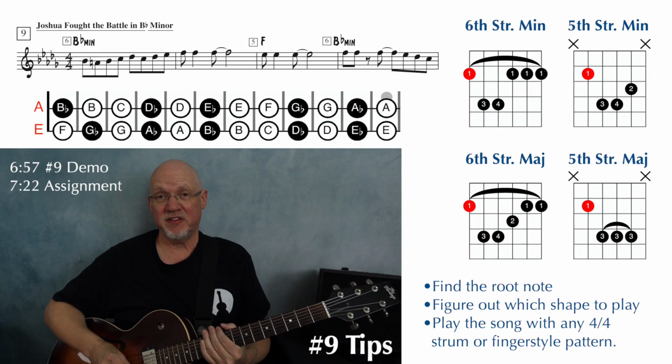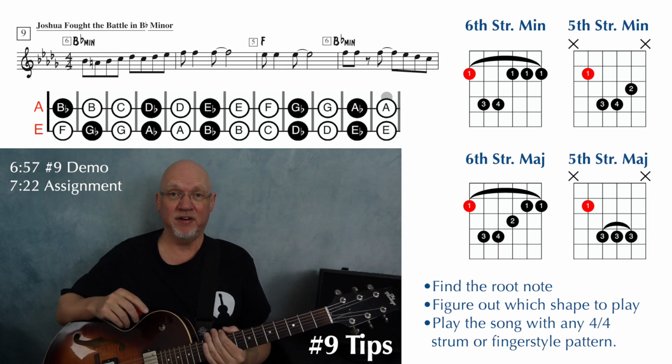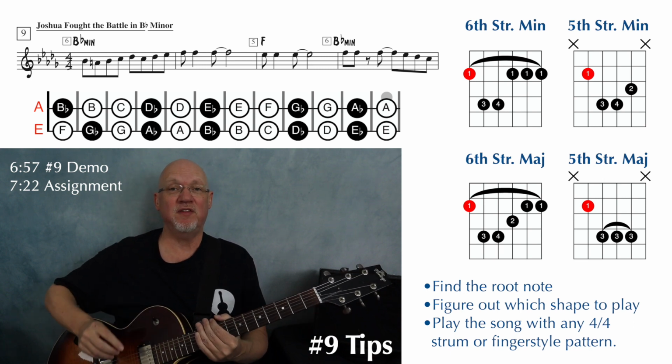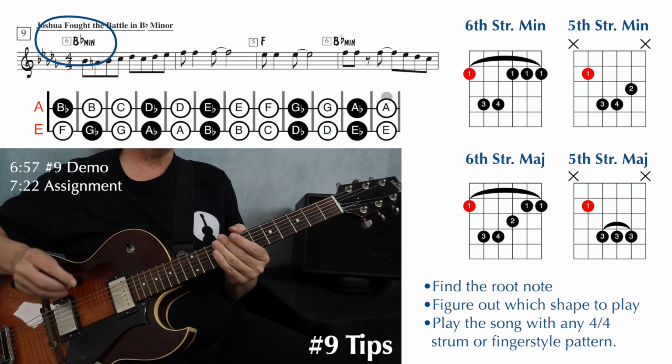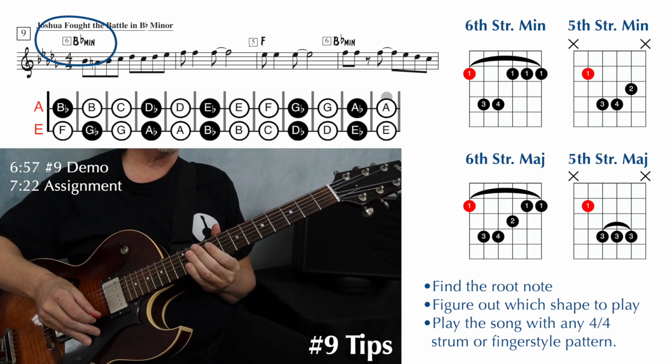At the bottom of page 11, we have another version of Joshua Fought the Battle, this time in B-flat minor, and we're going to play our B-flat minor chords on the 6th string and our F major chords on the 5th string. It starts off with a B-flat minor on string 6, so we need to find our B-flat note on string 6. That's where our root is.